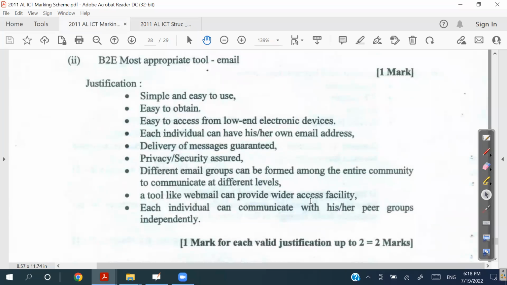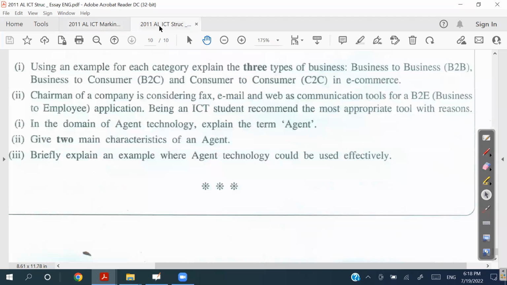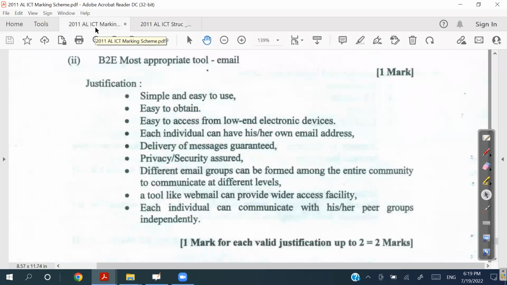They have asked you to give 2 marks, 1 mark for each valid justification up to 2. So the only injustice that they have done is they haven't mentioned how many reasons or how many justifications you should give. Generally, when we write facts for a justification, we describe at least 3 facts. So it's better you go for 3 facts. Here they have considered only 2, but better you go for 3, so no harm will be done.